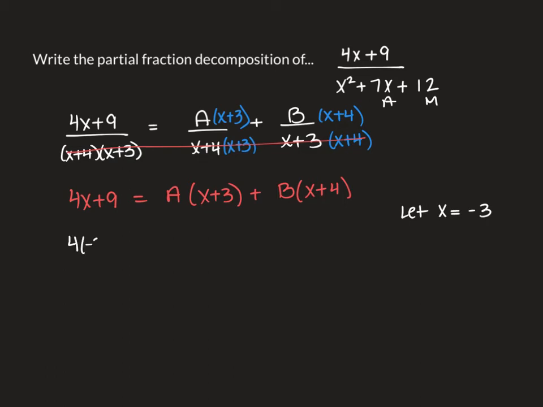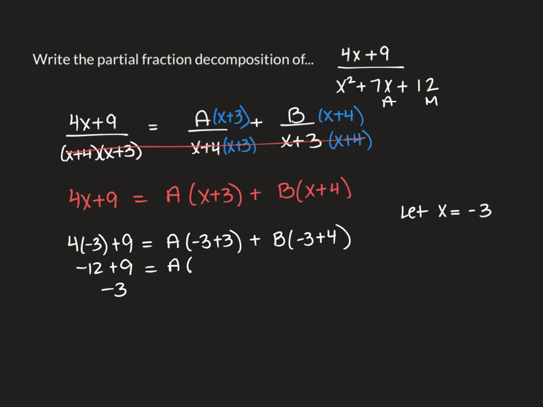We have 4 times negative 3 plus 9 equals a times negative 3 plus 3 plus b times negative 3 plus 4. So negative 4 times 3 is negative 12. Negative 12 plus 9 is negative 3. Negative 3 plus 3 is 0, so a times 0 is 0. Negative 3 plus 4 is 1, and b times 1 is b. And 0 plus b is b. So b is equal to -3.